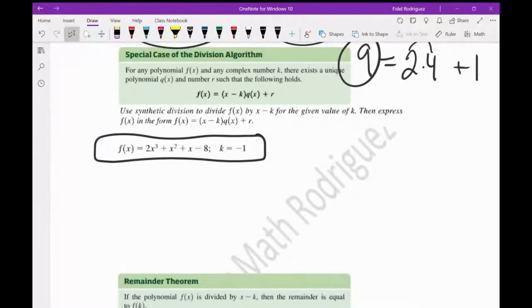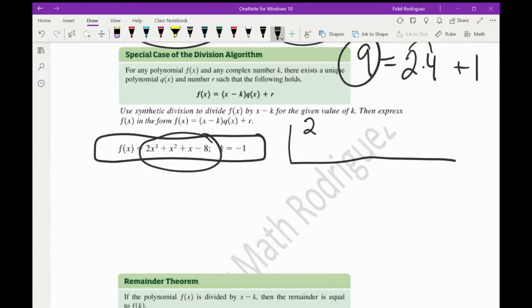So number 1, we're still going to use synthetic division, okay? First thing I'm going to do, y'all, draw my half box. These are the numbers I'm going to use. So I'm going to put 2, 1, 1, and -8, okay? Second thing is, I want us to look at this part right here. It says k equals -1.